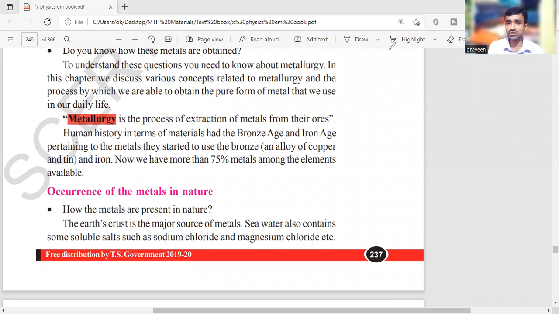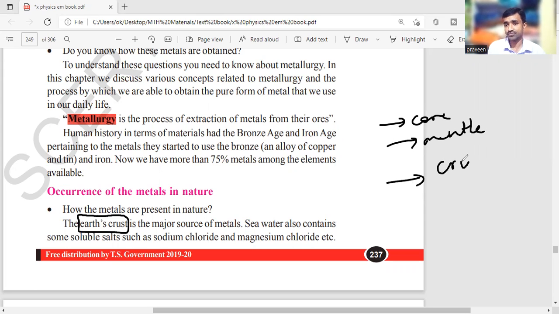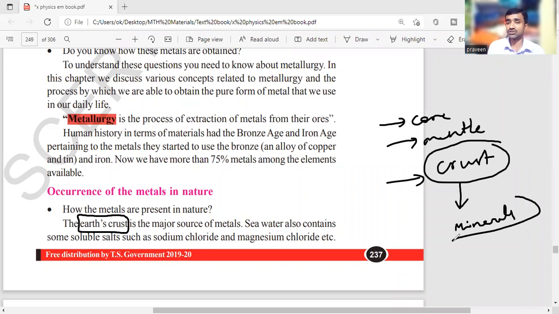So the major source of metals is the Earth's crust. You learned about the different layers of Earth, like core, mantle, and crust, right? Here, the uppermost layer is called the Earth crust. In this, you have the minerals, right? So that's why this crust is said to be the source of metals. The second most important source is seawater, right?